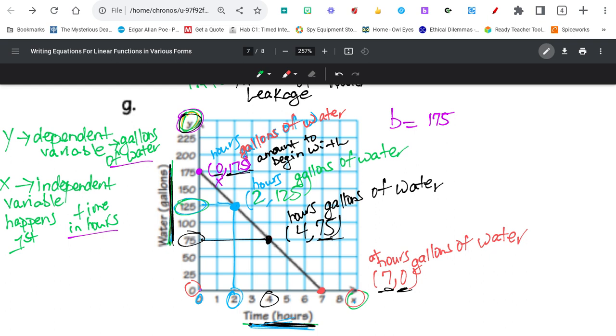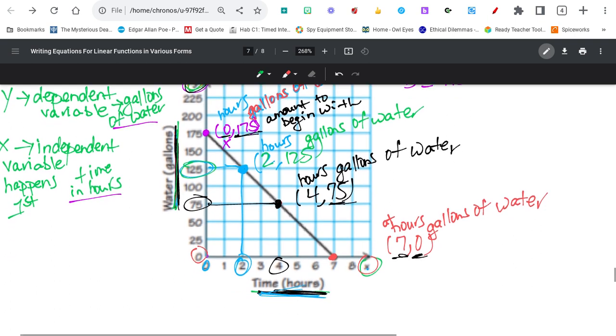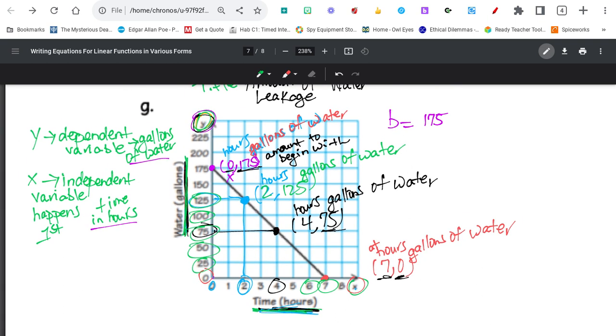Just making sure you know how to read these points. You got to be able to read them. And to read them, you just go off of what's on the x-axis. Like this is 6 hours. That's 7 hours. This is 25 gallons of water, 50 gallons of water, 75 gallons of water, 100 gallons of water. It tells you clearly what they are if you read the descriptions on the axes, okay? All right, I hope that made sense.